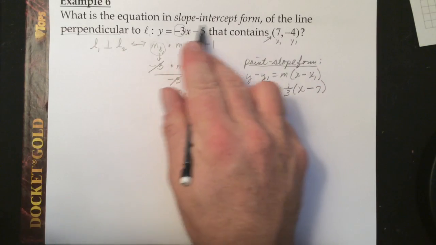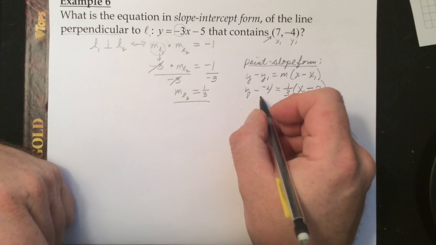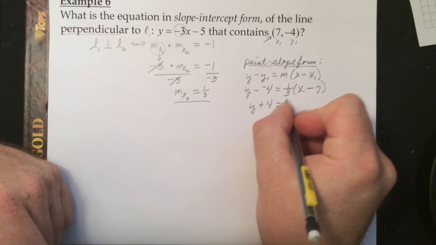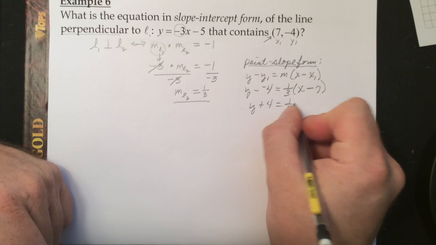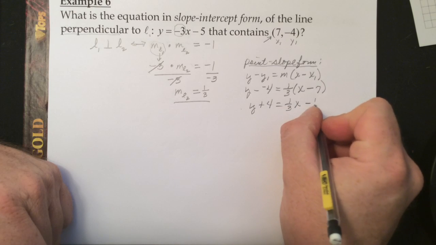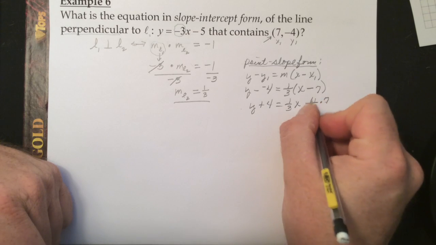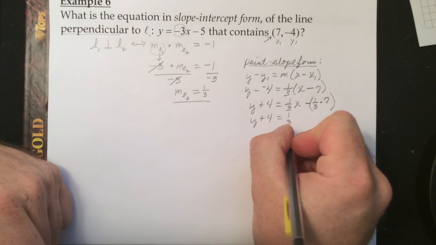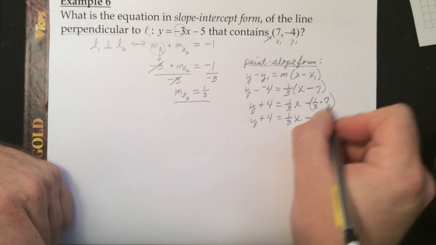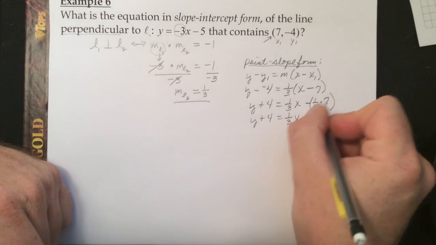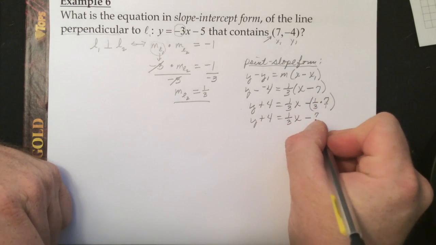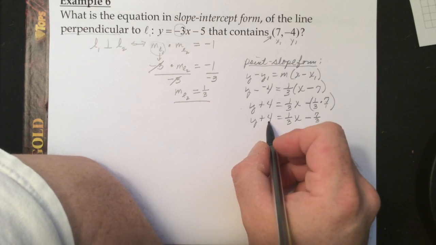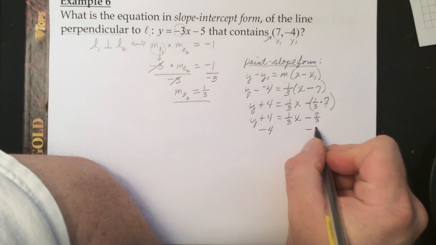Then they want it in slope-intercept form, so we're going to solve for y eventually here. So we have y plus 4. Using the distributive property, we have 1/3 x minus 1/3 times 7. This gives us y plus 4 equals 1/3 x minus, and then 1/3 times 7, there's nothing that will divide out, so we get 7/3. Then we've got to get rid of the 4, so we subtract 4 from both sides.